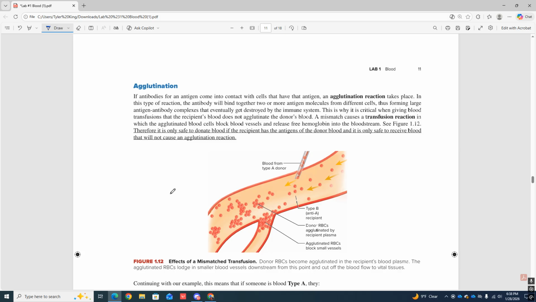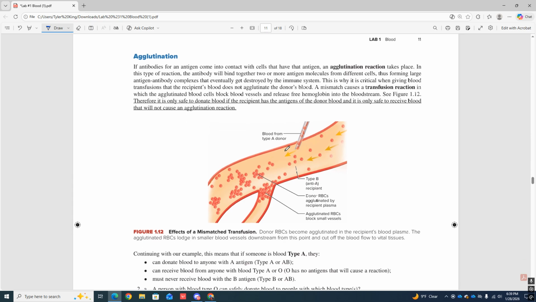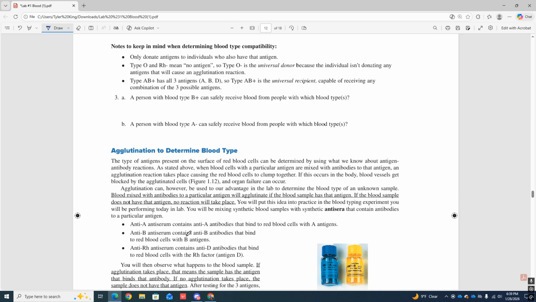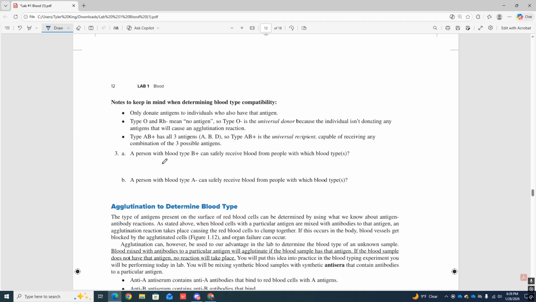Therefore, that's why when you donate blood or if you're receiving blood, you have to know what your blood type is, so that way you're getting the correct blood type, either receiving or donating it. Okay? All right. And we're going to talk about this in our next paragraph down here. But first, question 3. A person with type B plus blood can safely receive from who? All right, so remember, Bs can only receive from Bs, okay?